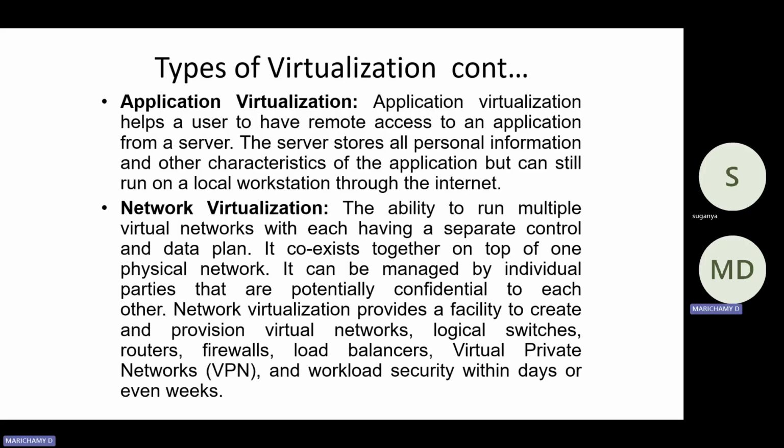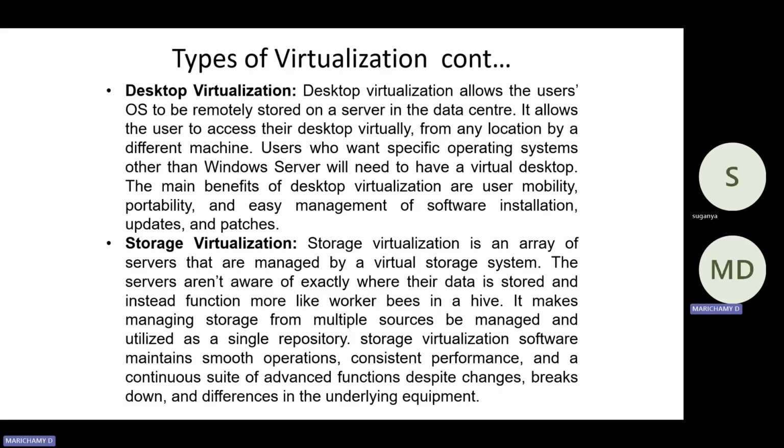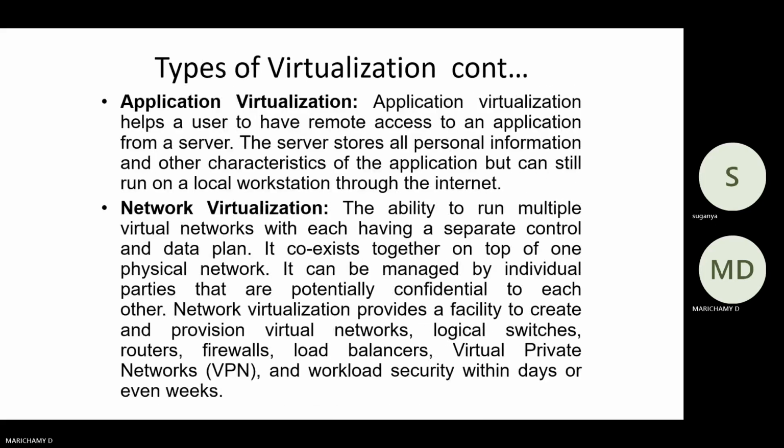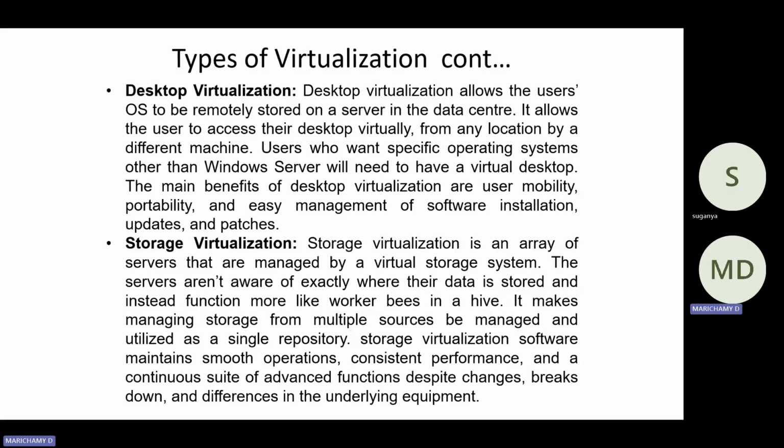So multiple virtual networks run on a single physical network. So it has the flexibility, security, and isolation. So it is the important property of network virtualization. Then we're going for desktop virtualization. In desktop virtualization, the desktops are stored in data centers and accessed remotely.